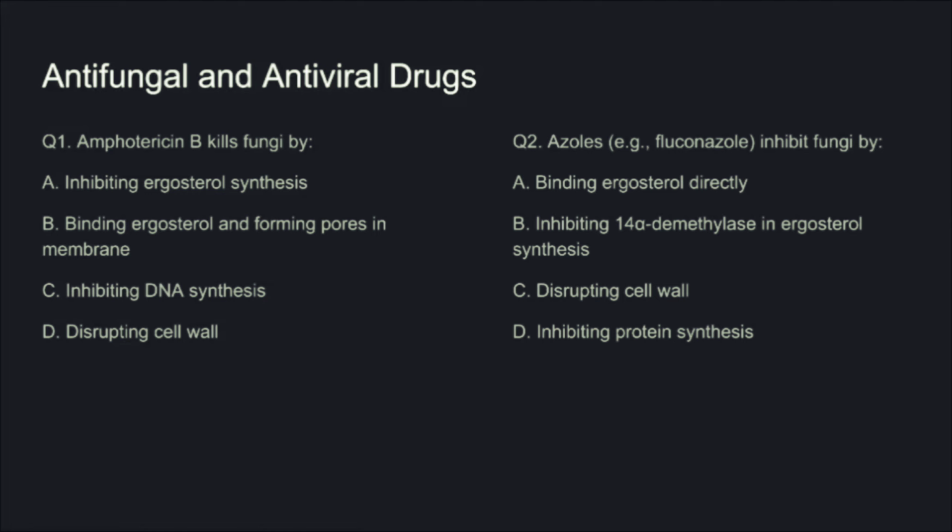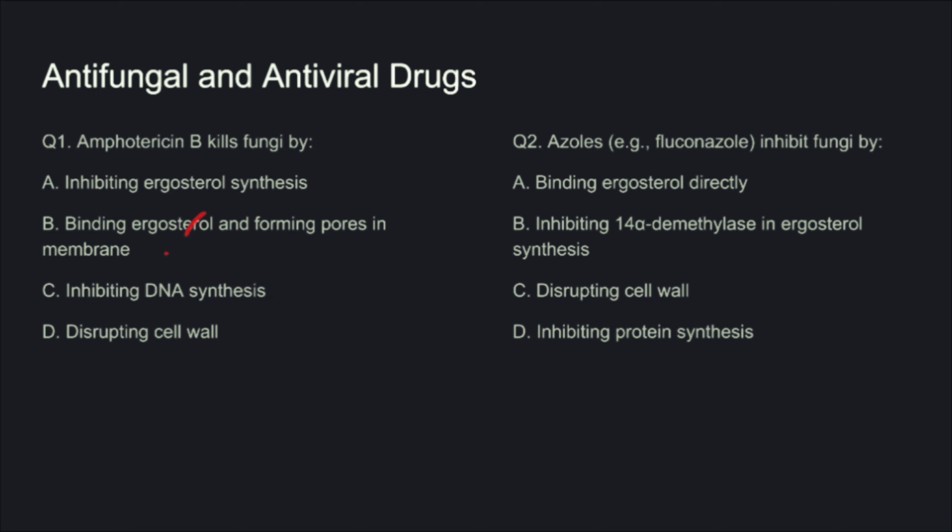Question 1. Amphotericin B kills fungi by: A. Inhibiting ergosterol synthesis, B. Binding ergosterol and forming pores in the membrane, C. Inhibiting DNA synthesis, D. Disrupting cell wall. The correct answer is option B, binding ergosterol and forming pores in the membrane.